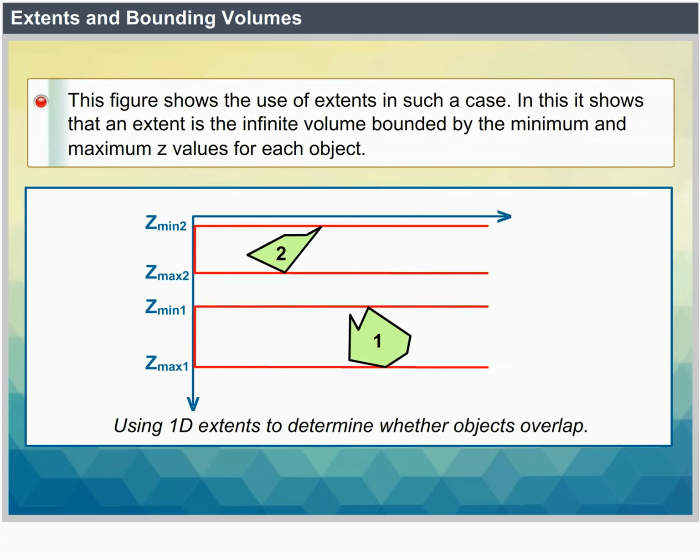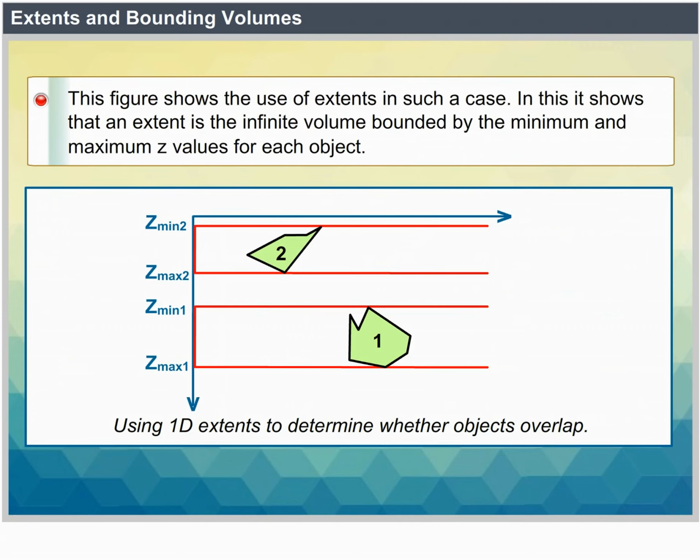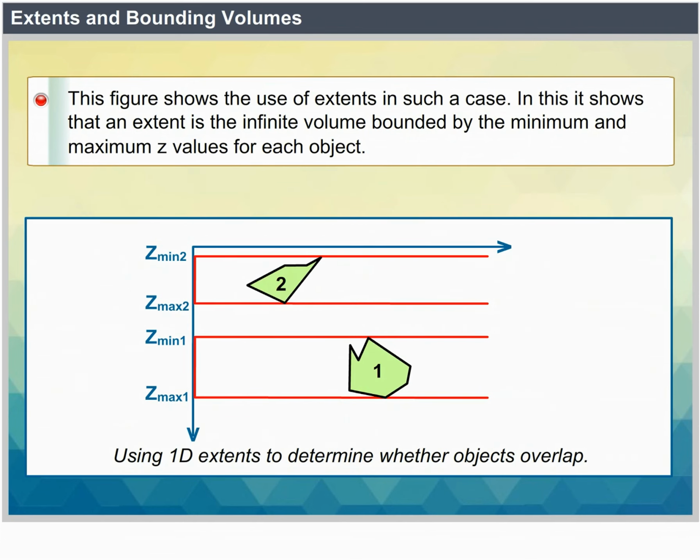Here an extent is the infinite volume bounded by the minimum and maximum Z values for each object. There is no overlap in Z if Zmax2 is less than Zmin1 or Zmax1 is less than Zmin2. Comparing against minimum and maximum bounds in one or more dimensions is also known as min-max testing.